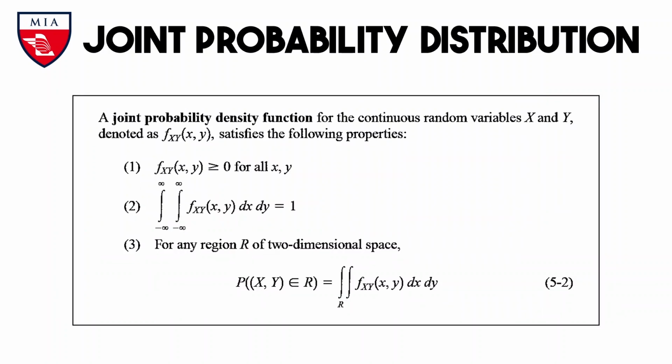For the density function, it is not so important, so let's just remember the rule. It should be non-negative. The total area, or the total probability, should be equal to 1, and also the representation here in number 3.